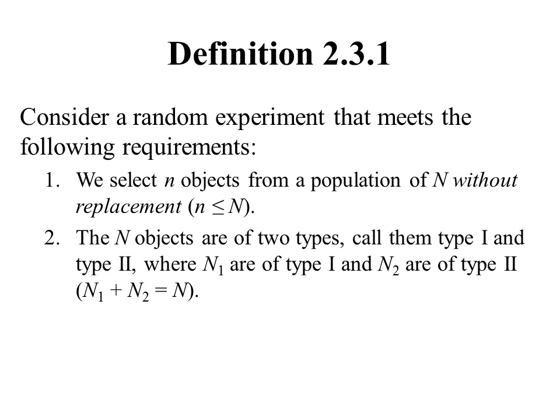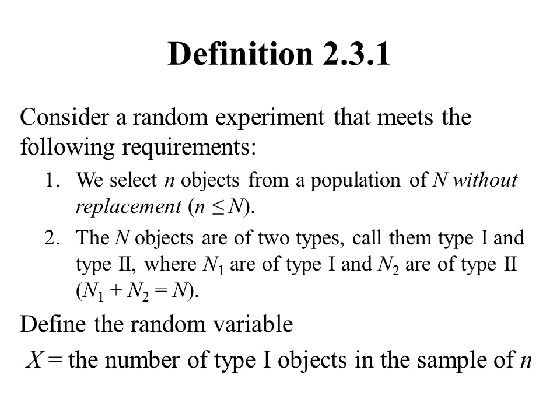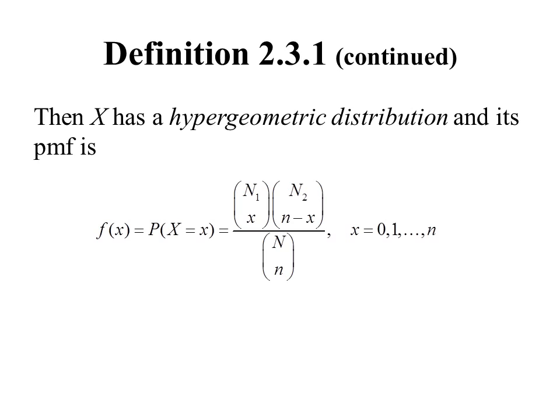Okay. So we're only dealing with a random experiment that meets these requirements. We're selecting some objects from a larger group without replacement. Notice the emphasis there on without replacement, and we have two types of objects. So we're going to define the random variable capital X to equal the number of type 1 objects in our sample of little n. Then X has a so-called hypergeometric distribution, and its probability mass function is given by this.